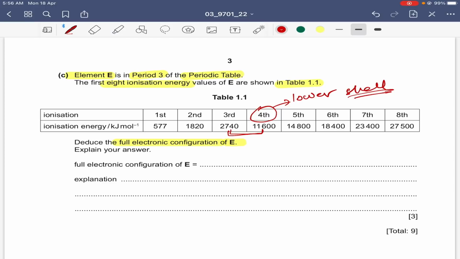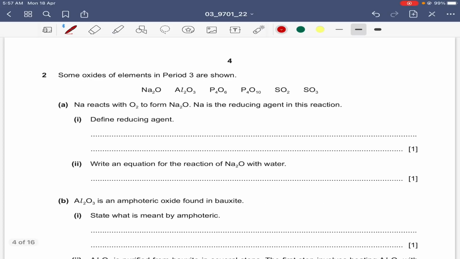So that means this element E has 3 electrons in its valence shell, and the element in third period which has 3 electrons in valence shell belongs to group 3, right? So that would be aluminum. Aluminum is the element of period 3 which belongs to group 3 as well, right? So you can see in the periodic table.